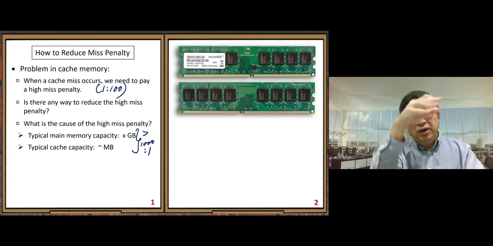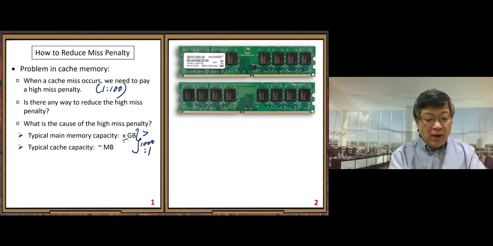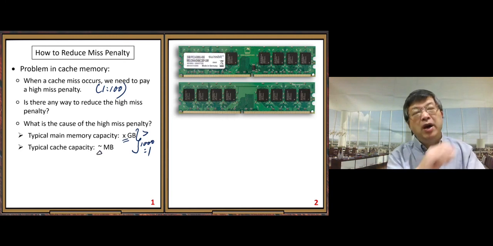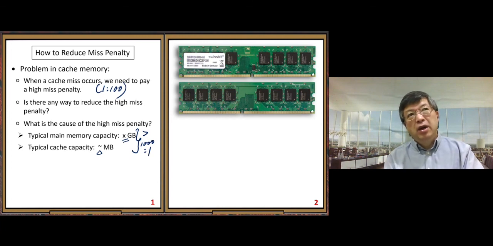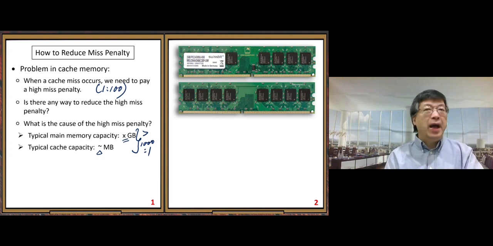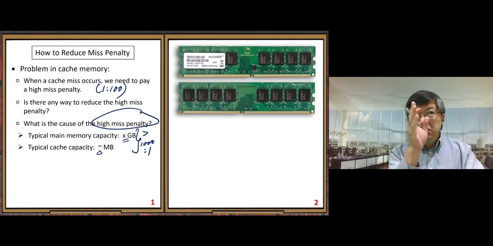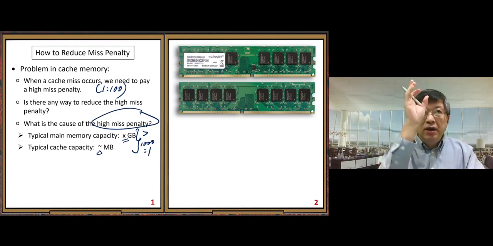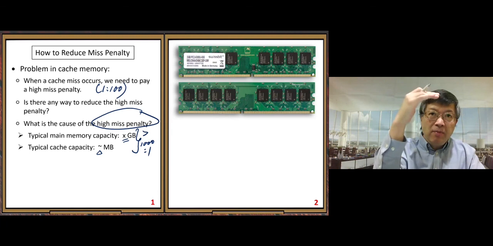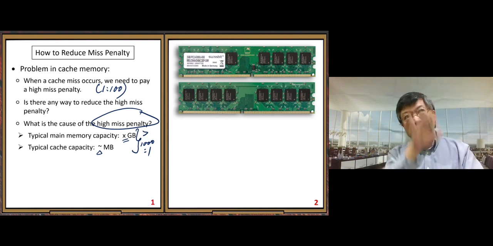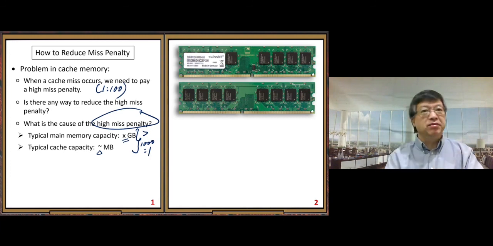But the multiple of gigabytes is usually much larger than the multiple of megabytes, so you have several thousand to 1 ratio. That gap is really a big gap. So the high cache miss penalty is due to this big gap in memory capacities in these two different levels of memories. That's the main reason.